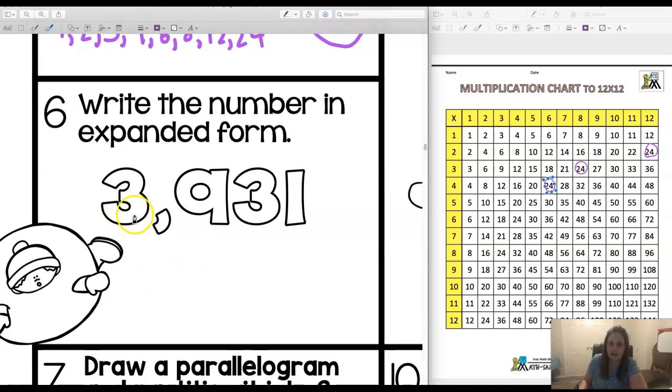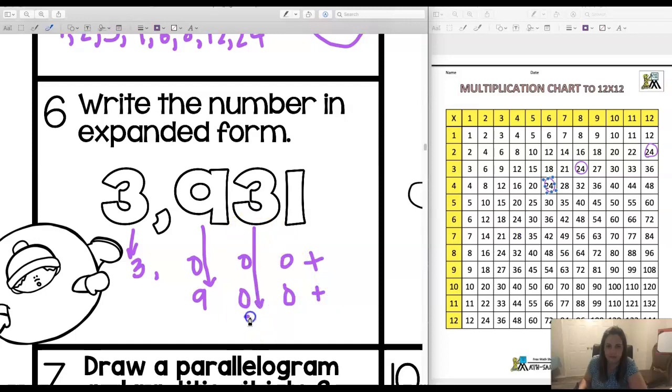Go ahead and number 6, write the number in expanded form. Well, the easiest way to write this in expanded form is you bring each digit down. So you will start with 3,000. And you're just making an addition problem. Then you bring down the 9 straight down. So you'll have 9, and then everything else becomes a 0. And you put a plus sign. And then you're going to bring the 3 down. And everything else becomes a 0.